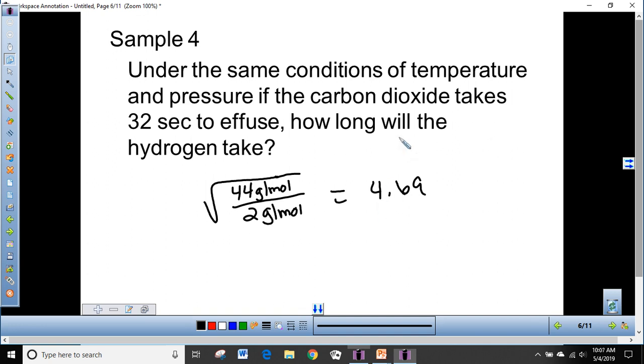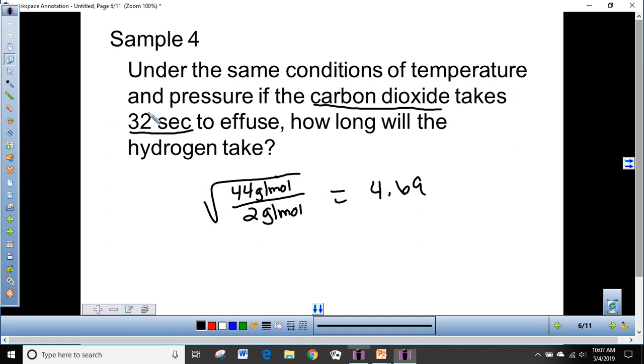So let's see. They've been giving us the speed of carbon dioxide. It takes 32 seconds for it to get out of whatever container it's in, to effuse, to get through a tiny opening. So is it going to take hydrogen less time or more time? Well, hydrogen's faster, so if you're faster, it's going to take you less time. So that tells you right now what you're about to do.